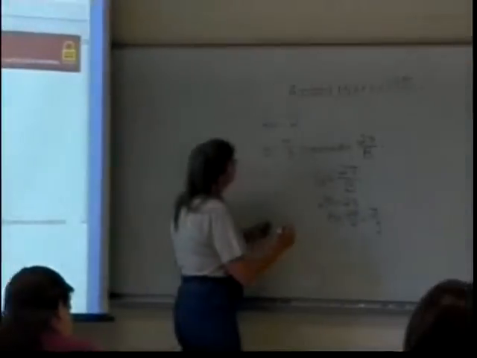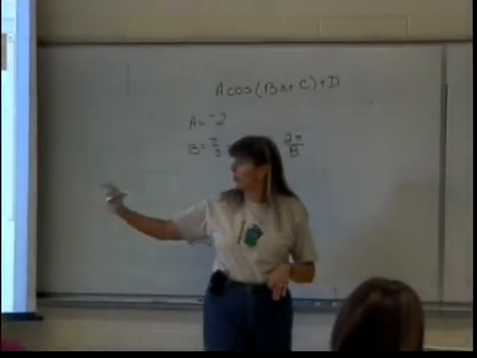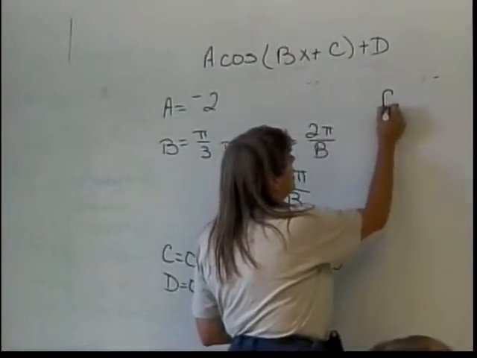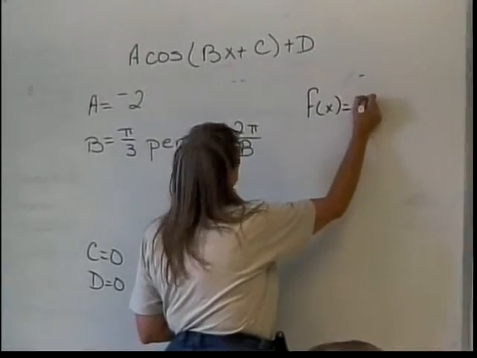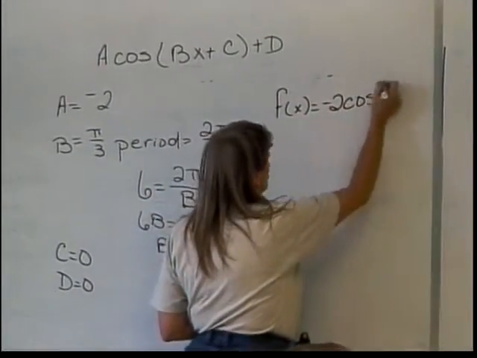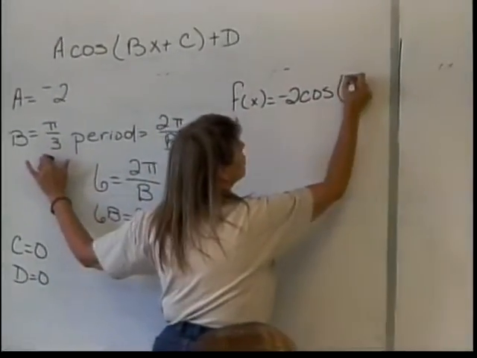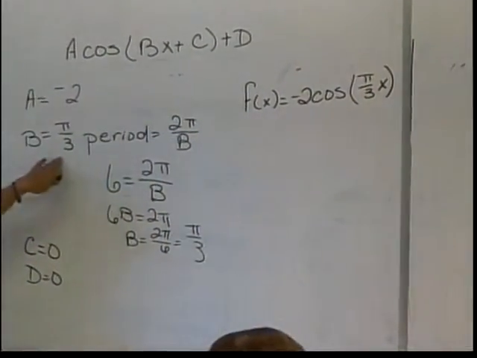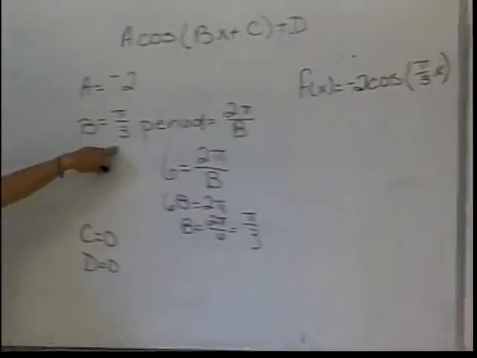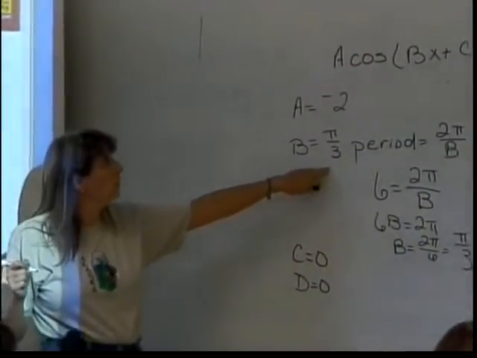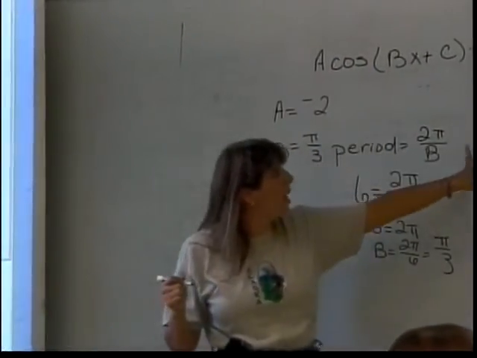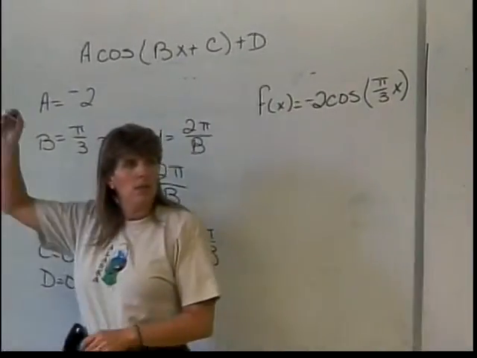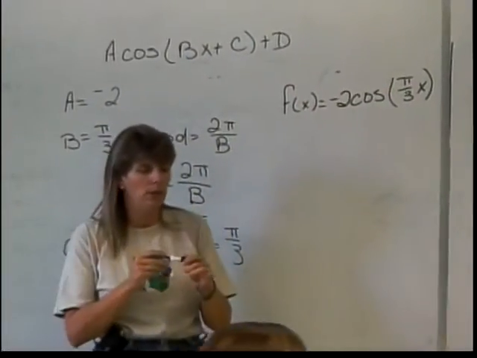So that means my equation that I can put in there that it should be happy with is f of x equals negative 2 cosine of pi over 3, and don't forget the x part. A lot of people, that's the thing that they're forgetting when they put them in. There still has to be a variable, otherwise you don't have a sinusoidal curve, you have a nice straight line.